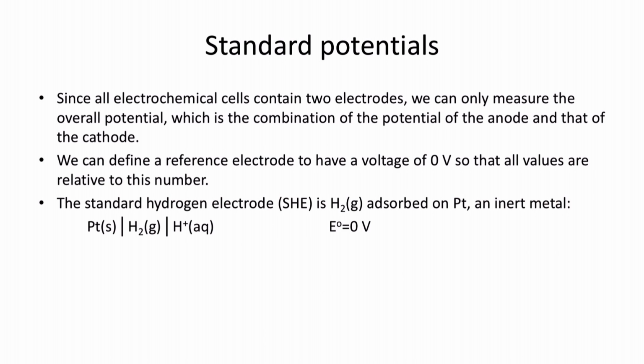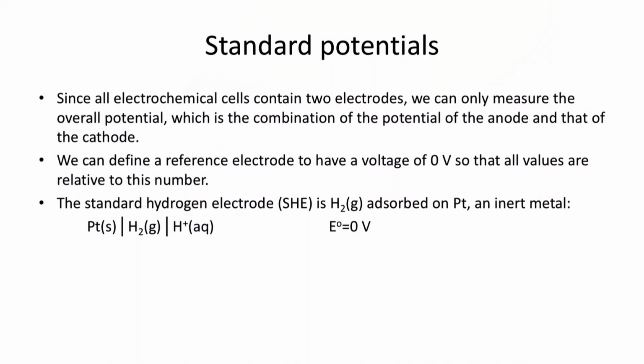Here's the thing. All of these reactions contain two different electrodes. There's an anode and there's a cathode. What I'm measuring is a voltage, a potential difference between the left side and the right side. What I really want to do is know what the potential difference is for just one of these two halves, which is called the half reaction. But because I need both of them to complete the circuit, it's kind of impossible to really do that. So what do we do?